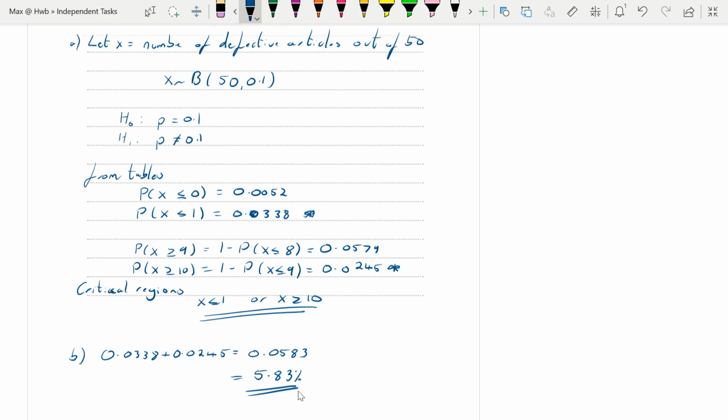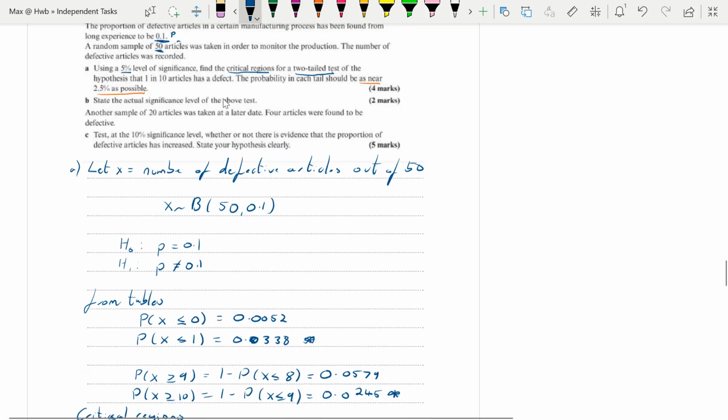So now we've got part C to do, which changes things up a little bit. Another sample of 20, so I'm going to need a new letter. I've now got n is 20. My p stays the same, my p is still 0.1. It was taken at a later date. 4 articles, so that's my observed value, were found to be defective. Test at a 10% significance level whether or not there's evidence that the proportion of defects has increased.